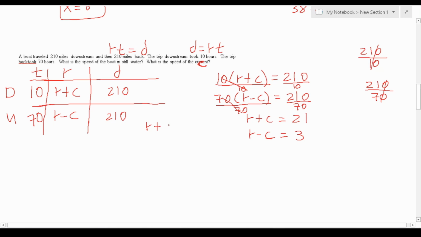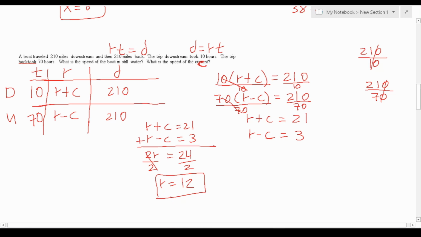Again, this first equation is r plus c equals 21. We're going to add that to the second equation, r minus c equals 3. When we add those, we get r plus r, which is 2r. c minus c is nothing, and 21 plus 3 is 24. Now we're just solving for r, so we're going to divide both sides by 2. This crosses out and leaves us with r equals 24 divided by 2, which is 12. This r refers to the rate of the speed of the boat in still water.